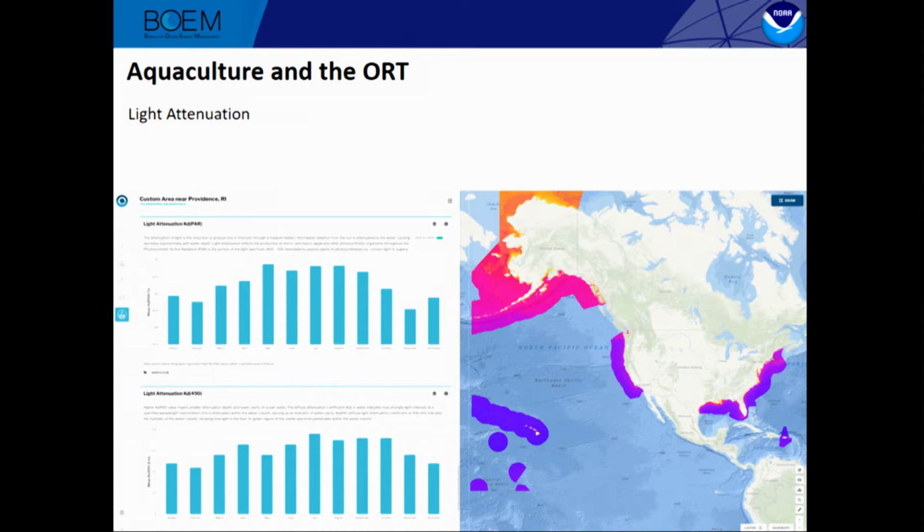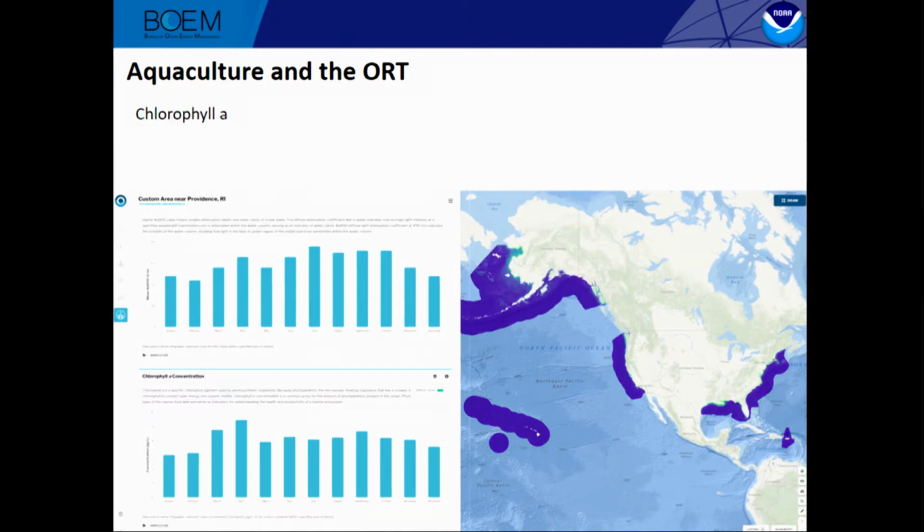Light attenuation. Light attenuation is a big factor when it comes to macroalgae. How far down is the light penetrating? How turbid are the waters? This really helps us get at that and whether or not there's enough light availability at a certain spectrum. You can see this light attenuation is for KD-PAR, or photosynthetically active radiation for plants, and it's specifically showing you where the clearest waters are and where the more turbid waters are.